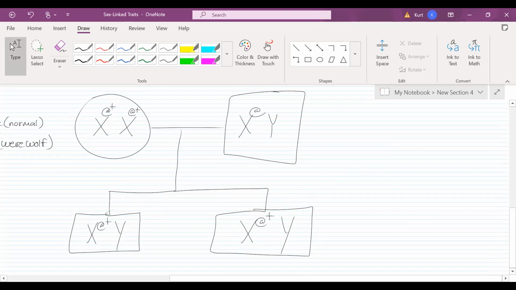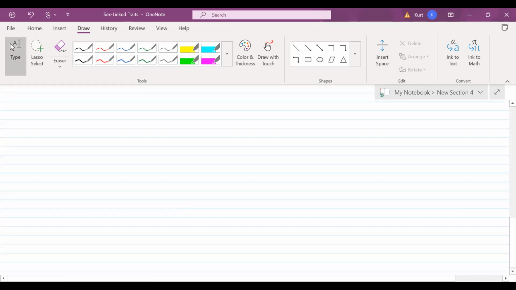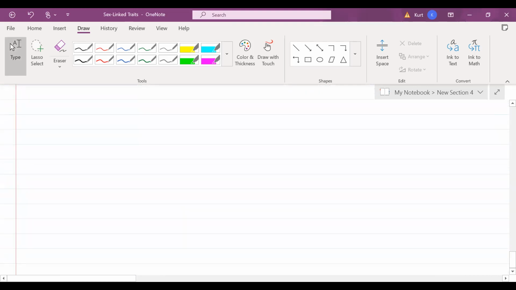Yes, Ayla. So would the mutant gene be like completely out of there? Yes, it's gone. Unless this couple decides to have a daughter. And what would the daughter definitely be? She would be a carrier for werewolf syndrome. And then maybe she might pass it on to her son. So this stuff can last generations. All right, here we go.